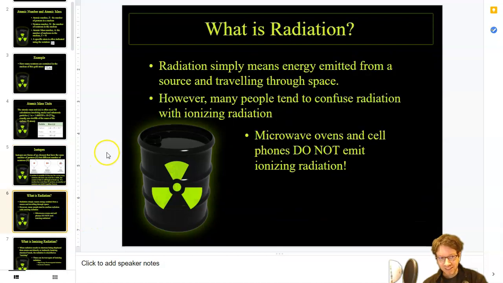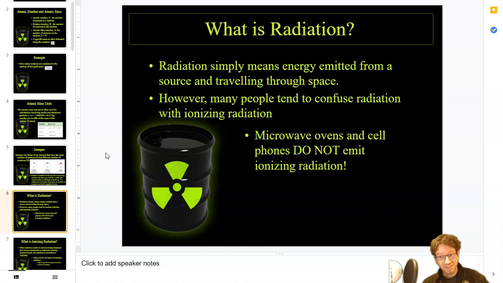Alright, so now let's look at what radiation is. Lots of people hear radiation and they start freaking out. But radiation isn't necessarily dangerous. I mean, there's radiation right now shining in your faces because you're looking at a computer screen. And that's visible light. That's electromagnetic radiation on our visible spectrum. And it's not dangerous.